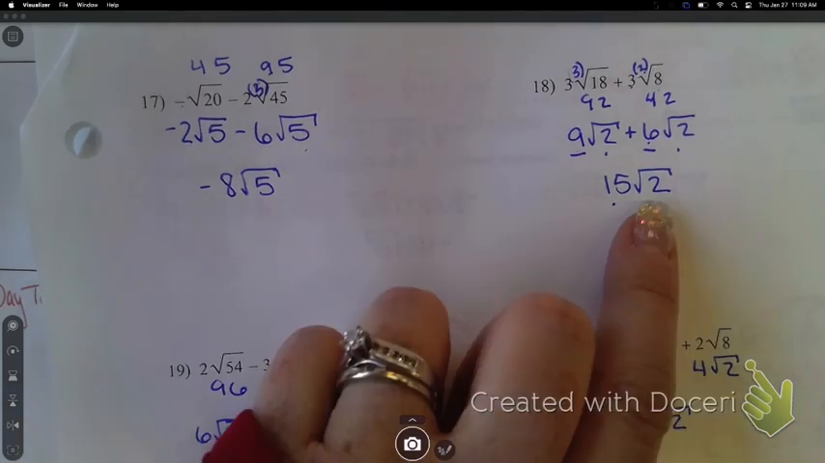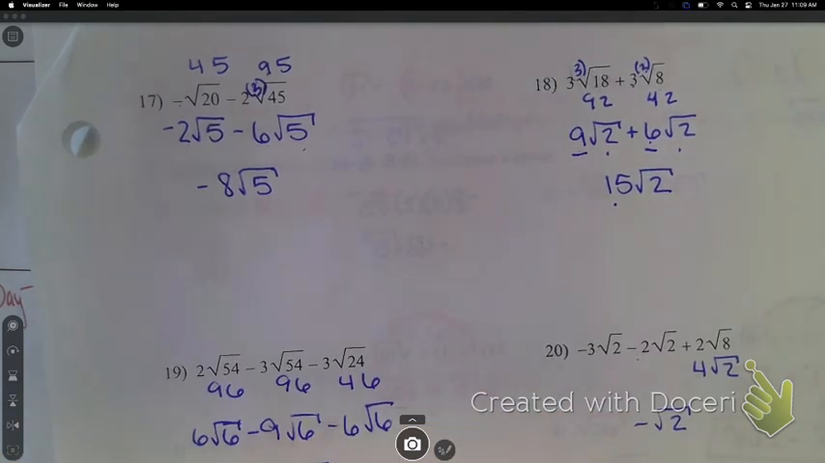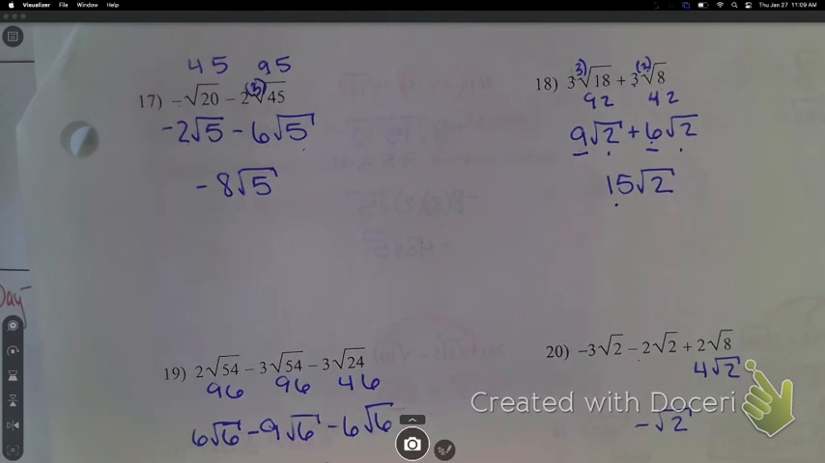I have a question. How are you getting 2 and 5? I got negative 4 and 5. Okay, what is the square root of 4? 2. You're not taking the square root.